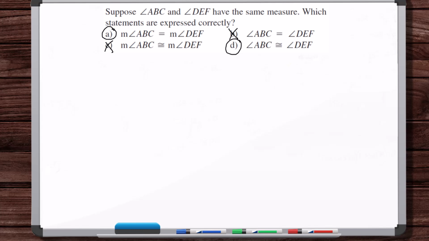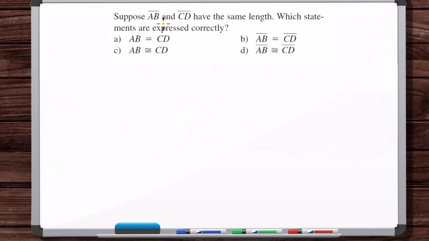All right, suppose segment AB and segment CD have the same length. Which statements are expressed correctly? So this is, again, the special case when it comes to line segments and angles. You can't really say the measure of a triangle. What are you talking about? Which side length are you talking about? Or it has an area as well, maybe, right?